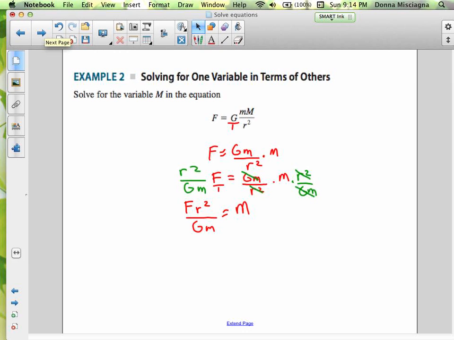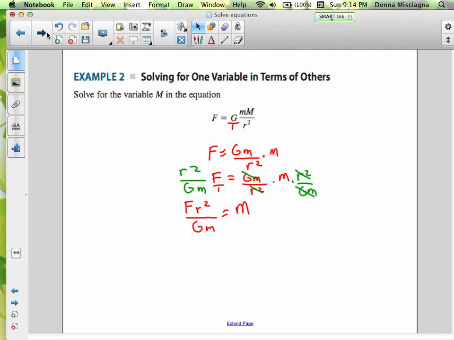You still do the same things. If you've got something added, you add the opposite. If you've got something multiplied, you multiply by the reciprocal. And that takes care of it.